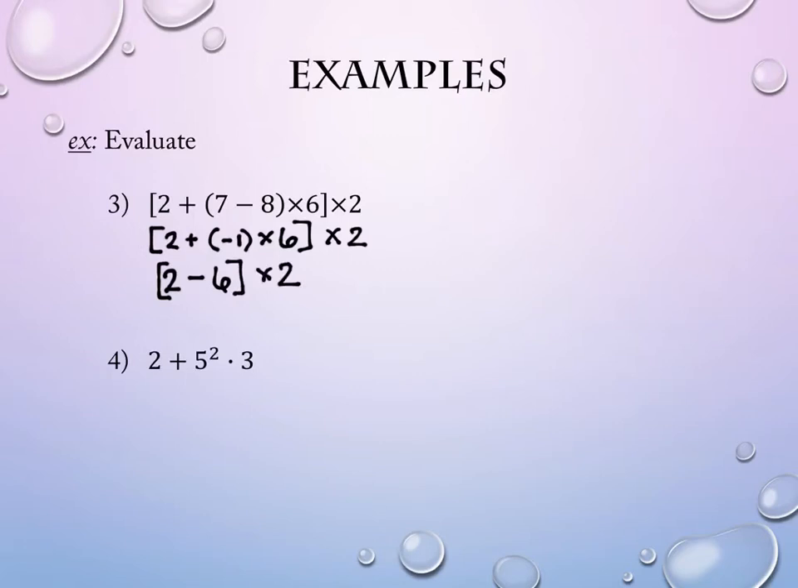Okay, we still have parentheses, brackets, but same thing. So we're going to simplify within them. 2 minus 6, negative 4. So now the last step is negative 4 times the 2, which gives me negative 8.